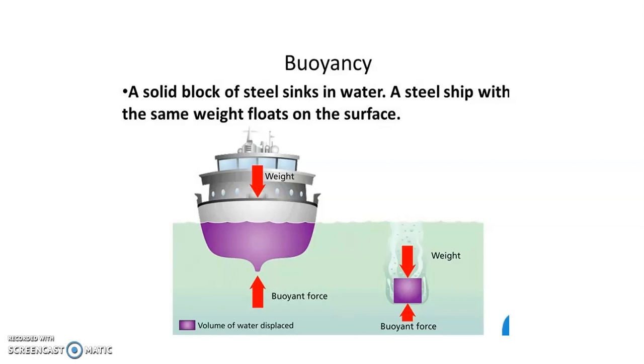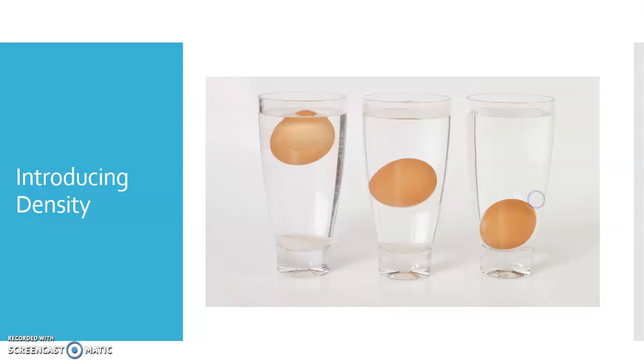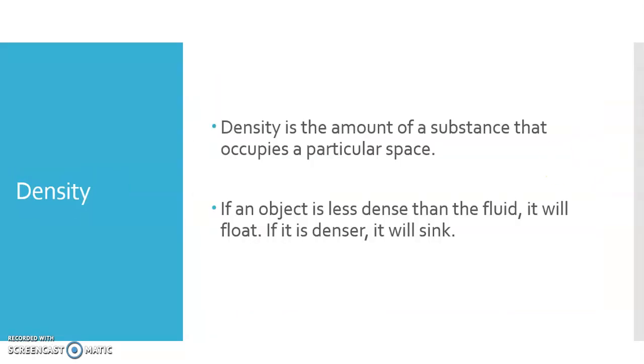All right, so we are going to get into density. Density is the amount of substance that occupies a particular space. Another way to think about it is density is the crowdedness of particles. Remember how we said a common misperception that a lot of people have is that whether an object sinks or floats depends on its weight? But the truth is it actually depends on its density. If an object is less dense in the fluid, it will float. If it is denser, it will sink.